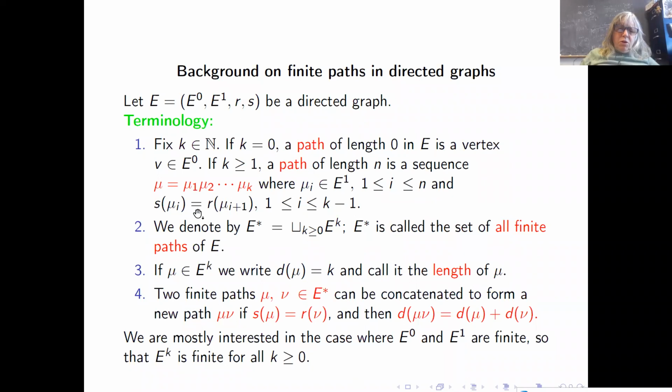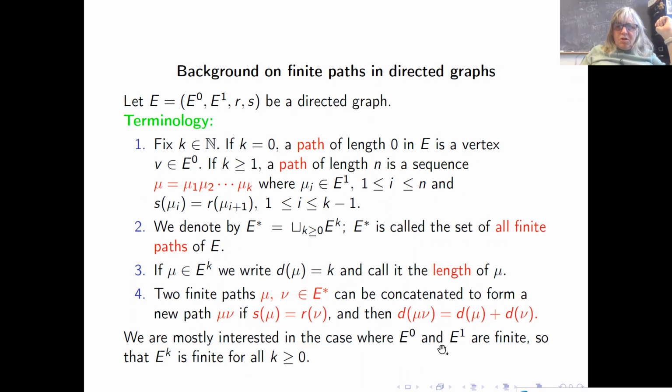And you might be used to a different convention. In fact, if you look this up on Wikipedia, it is a different convention, where we have the range of mu i equals the source of mu i plus 1. Well, Iain Raeburn takes responsibility for that. He got into it, and from 2002 through 2005, insisted all the arrows and directions be switched. So if you read papers from the 1990s on this, all the directions are switched, and then he took charge and changed it.